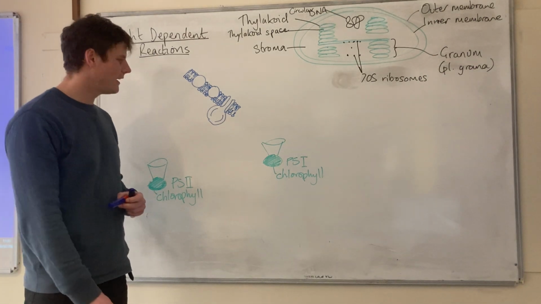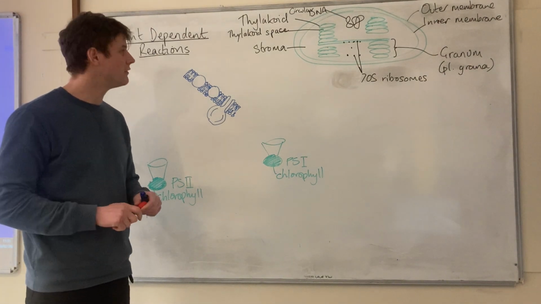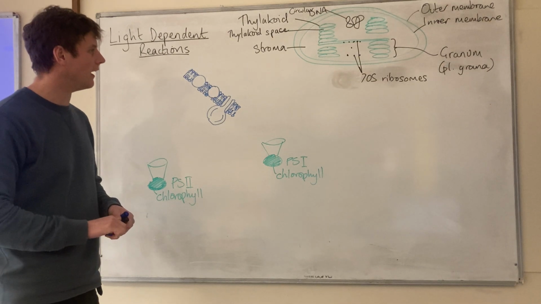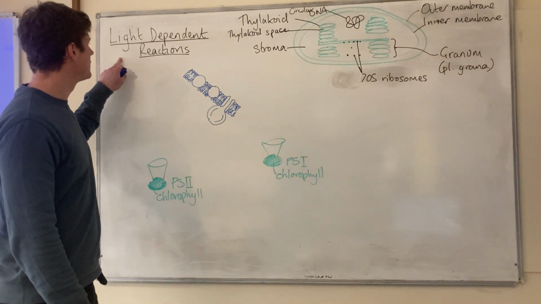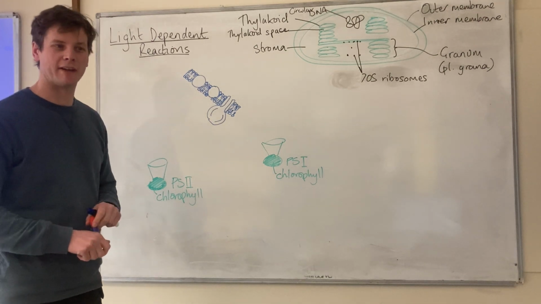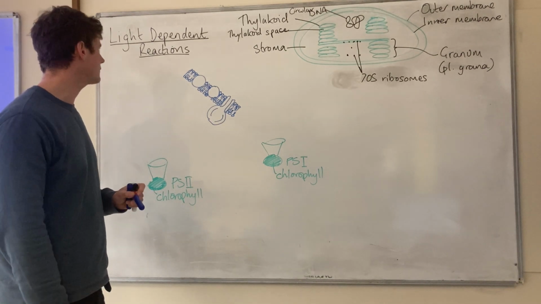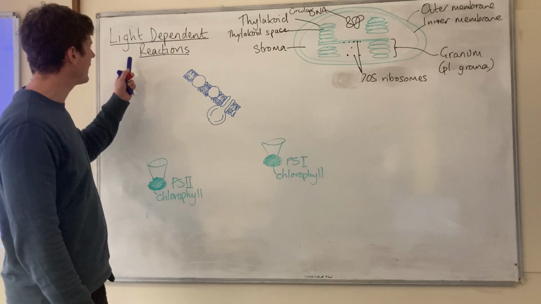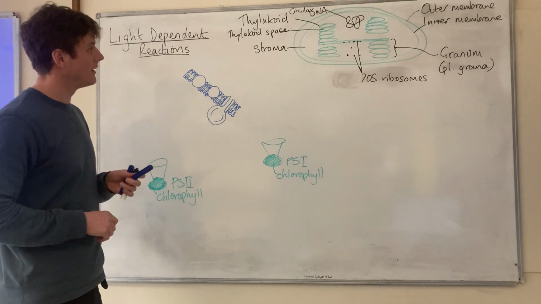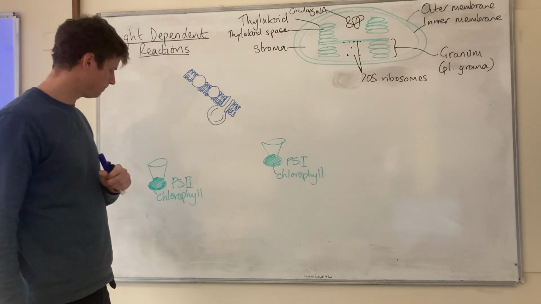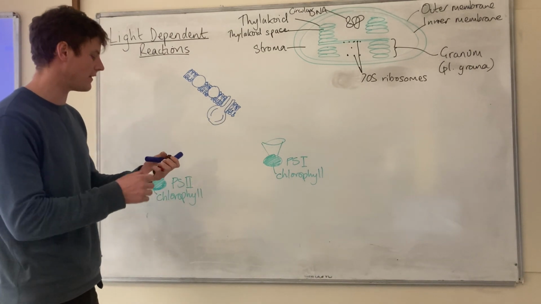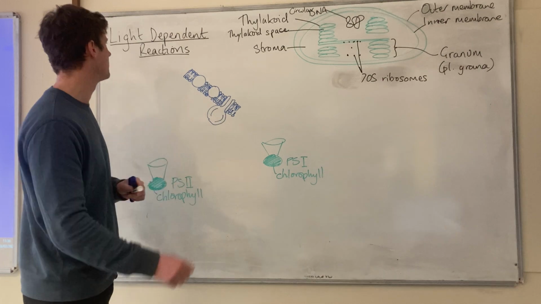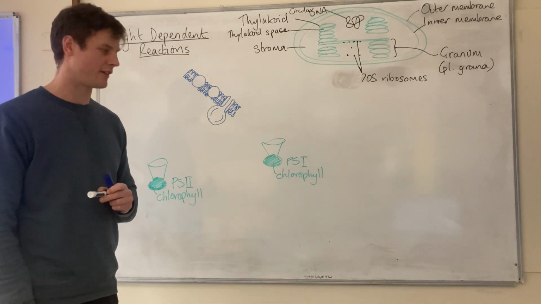Hello, this is a video on the first stage of photosynthesis, referred to as the light-dependent reactions. The light-dependent reactions take place at the thylakoid. So in your responses, you should link those two things together, really. Just refer to light-dependent reactions at the thylakoid.